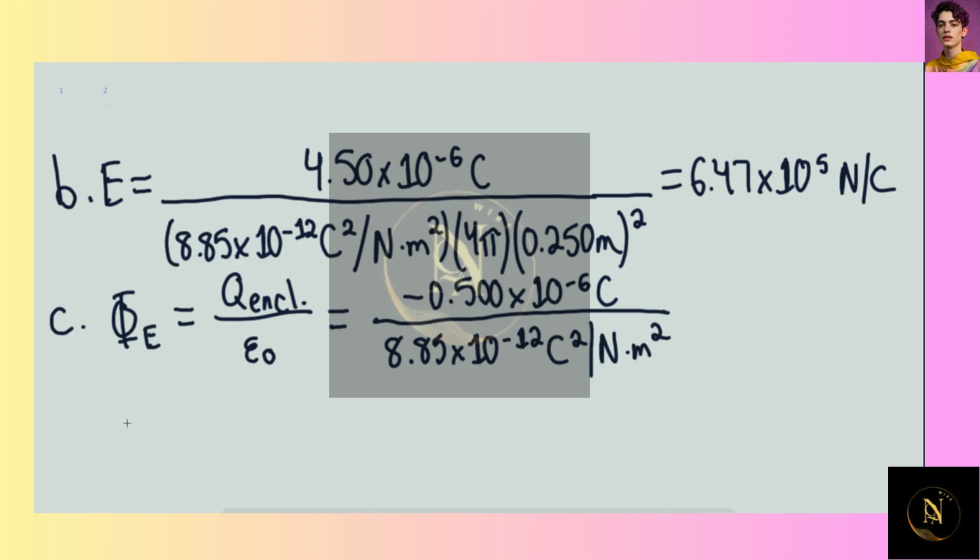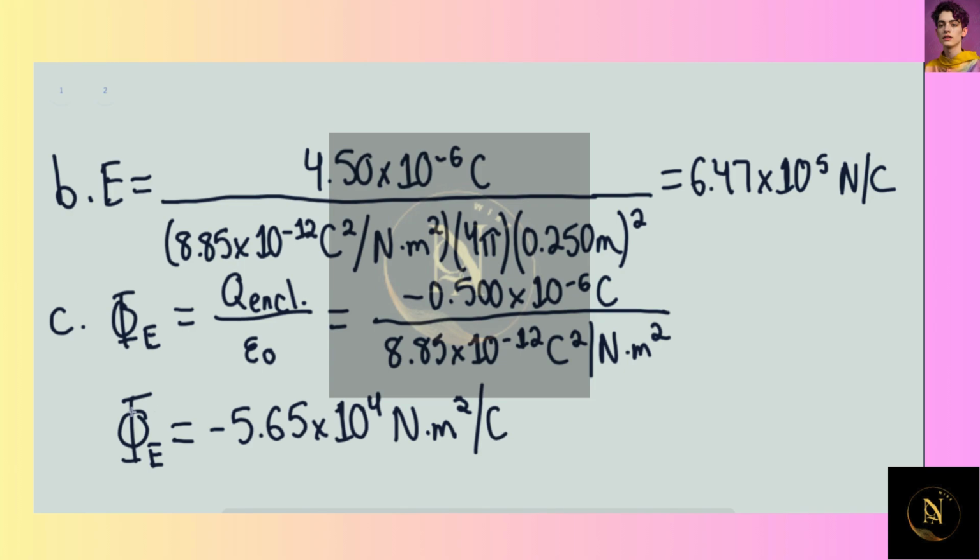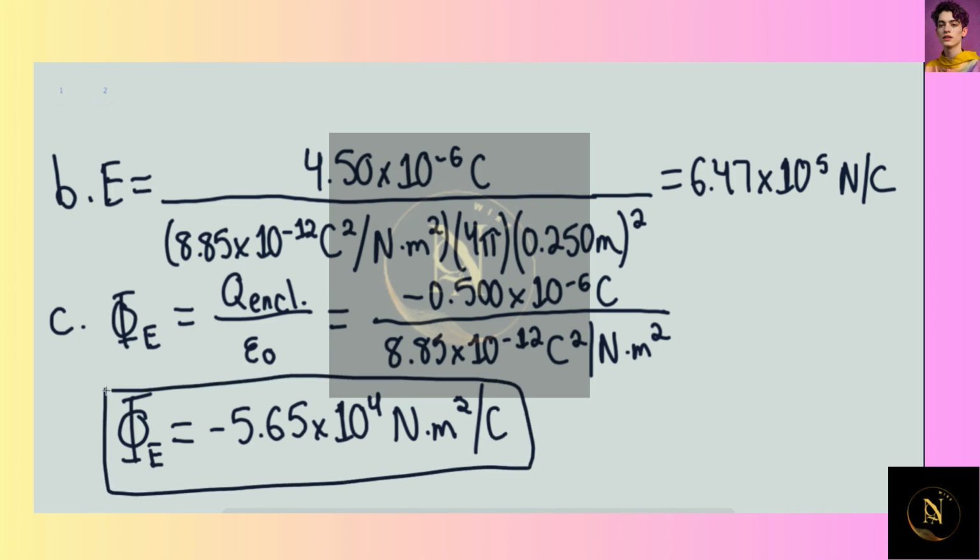And so we find that the electric flux is equaling negative 5.65 times 10 to the 4th Newton meters squared per coulomb. This would be our final answer for part C.